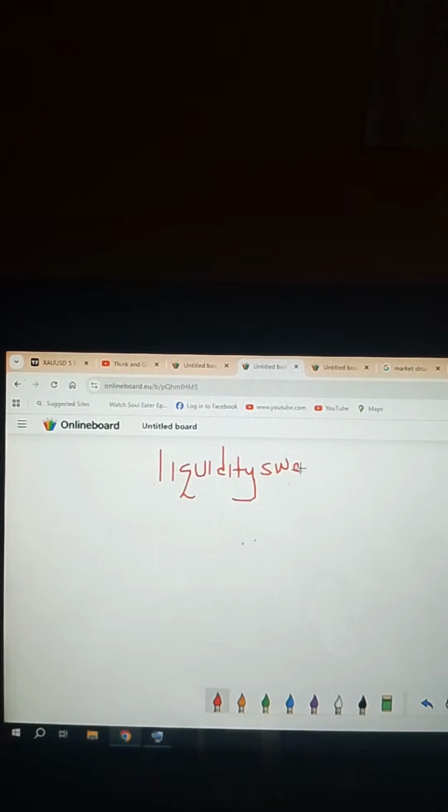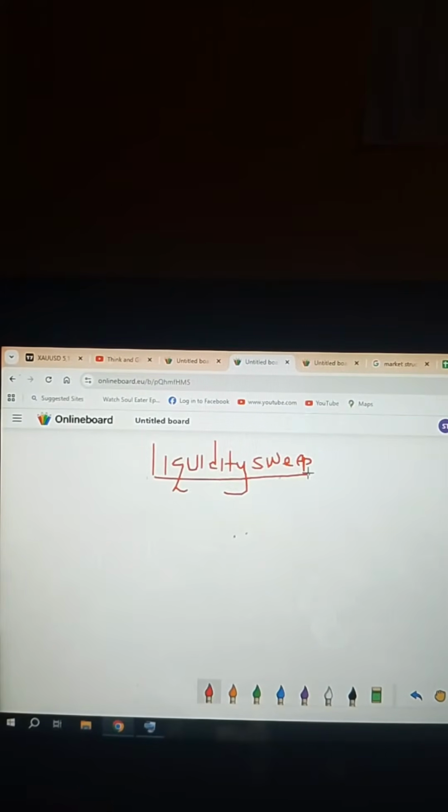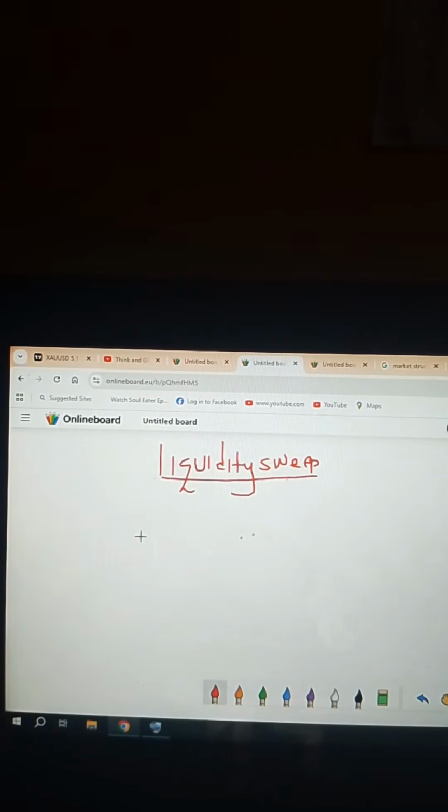I think maybe you have heard of this somewhere. It's called liquidity sweep. So how does this liquidity sweep work in the market? This is what I normally look for entries. Let's say this is the high of yesterday, and this is the low of yesterday.